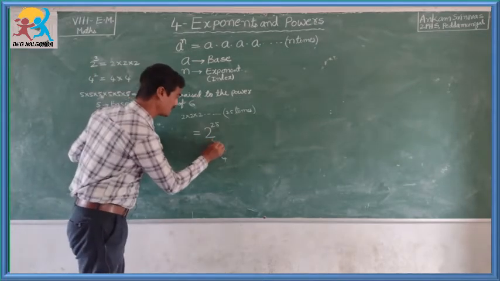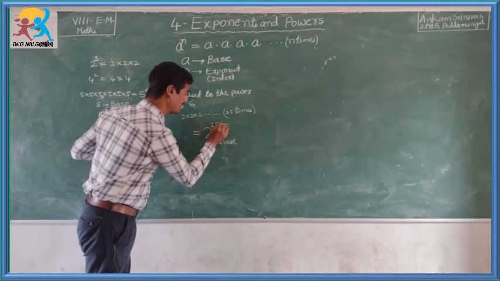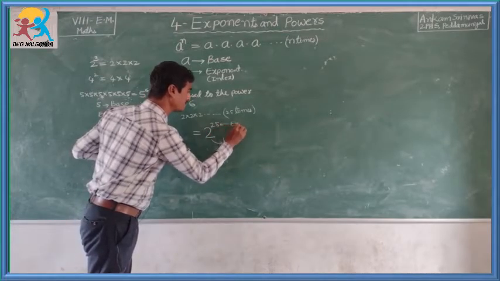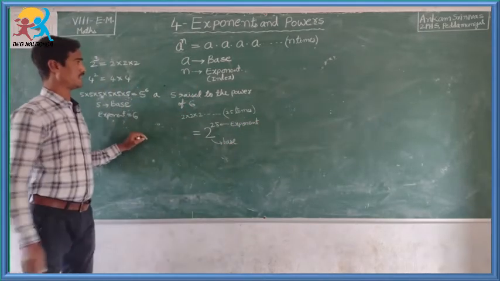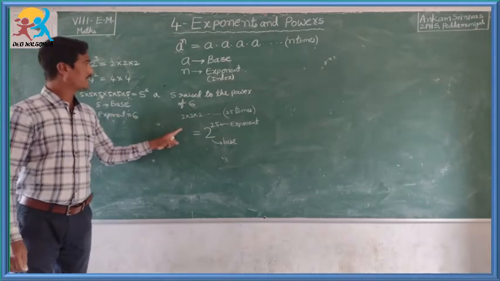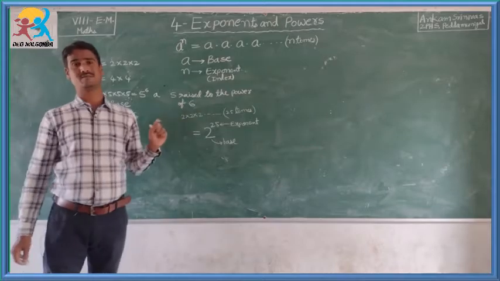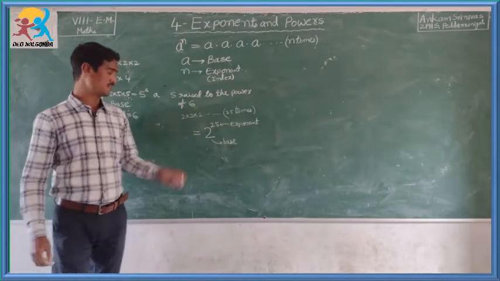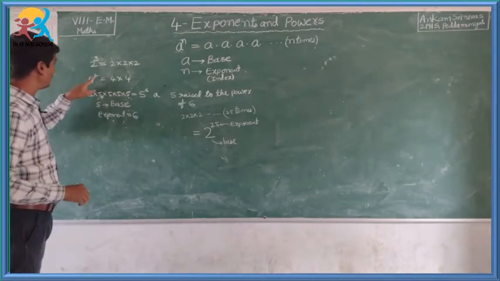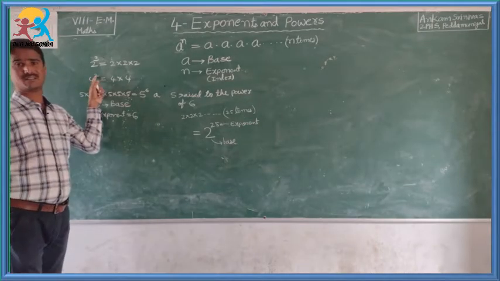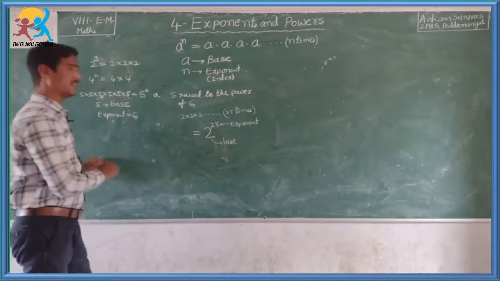This is the base, and this is the exponent. So here clearly we have taken all exponents as positive. All exponents are positive. Dear children, here I have written 4 square. This is read as 4 square.